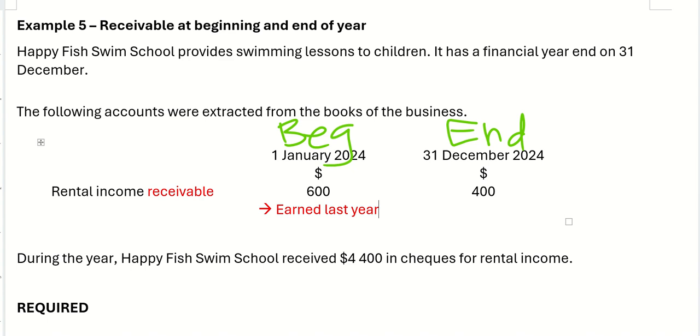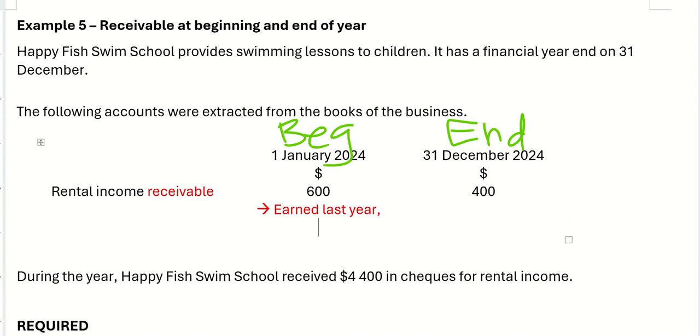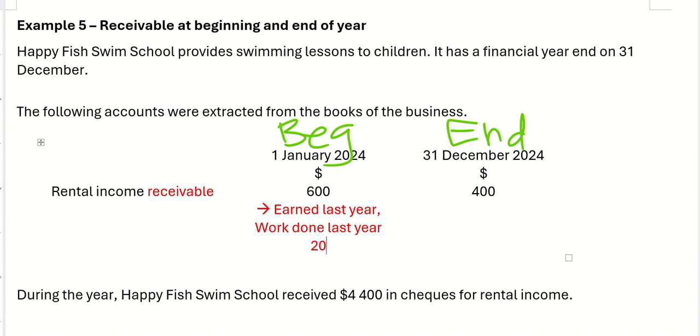Yes, but you cannot think like that, because it is completely possible that on the 1st of January, people owe you money. For example, last year, you already did the work, but people haven't paid you back. They already owe you. You did the work last year, but they didn't pay you. They owe you the money. So this income was earned last year. All right, so can you jot this down? Work done last year. Work done in 2023. So this you have to take note.